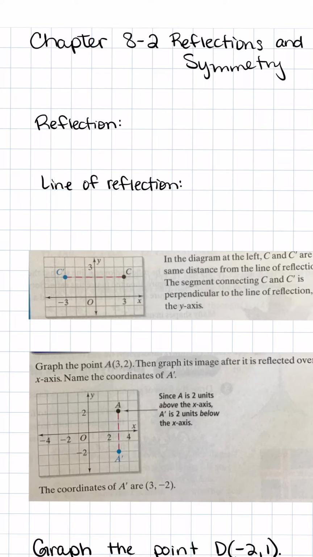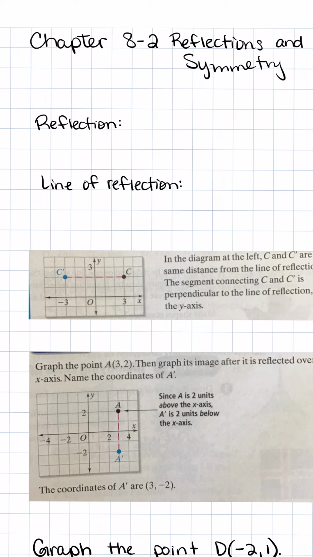Hi class, today we're looking at Chapter 8, Lesson 2, Reflections and Symmetry. Reflections appear everywhere in the world around us. You can see reflections in a mirror, or in a pool of water, or in shapes in art and nature. A reflection is a transformation that flips a figure over a line.